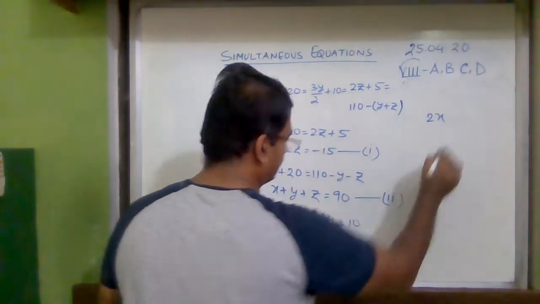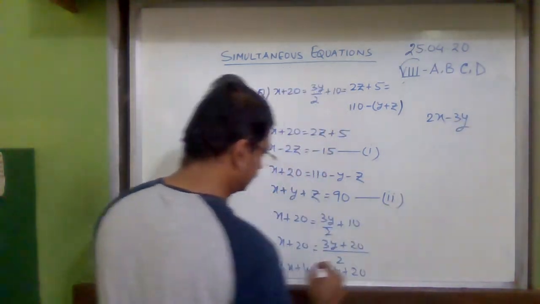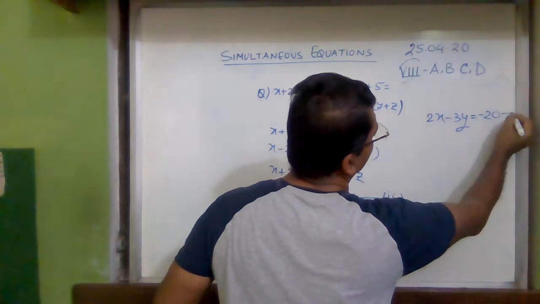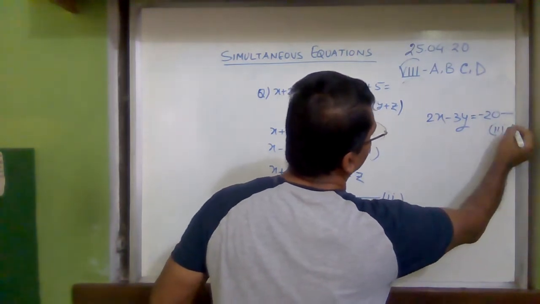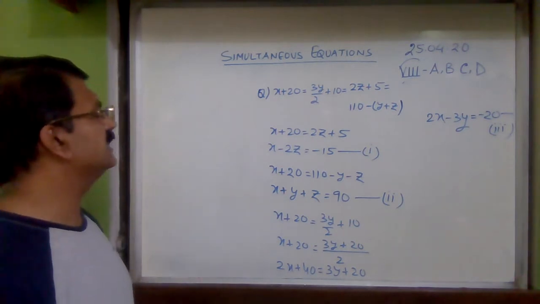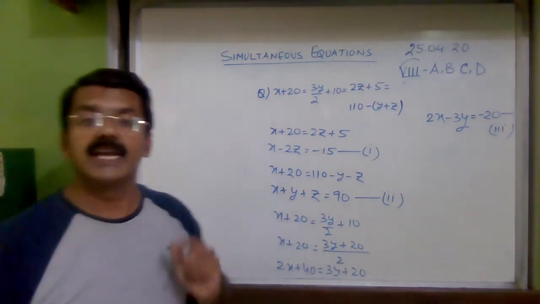It is 2x minus 3y is equal to 20 minus 40, which is minus 20. So this is equation number 3. Now you can see we have 3 simple equations, and using these 3 equations we will have to find the value of x, y and z.